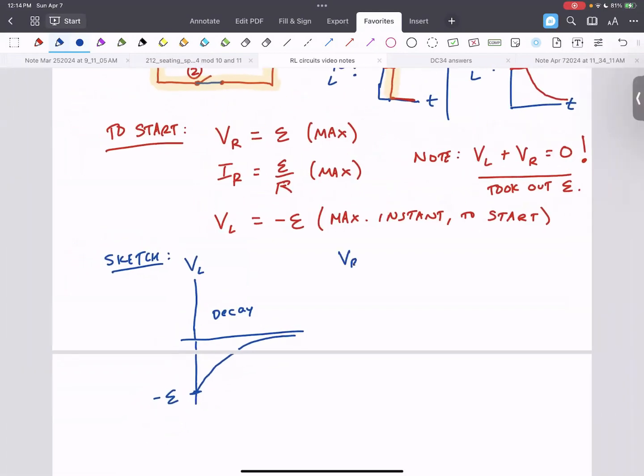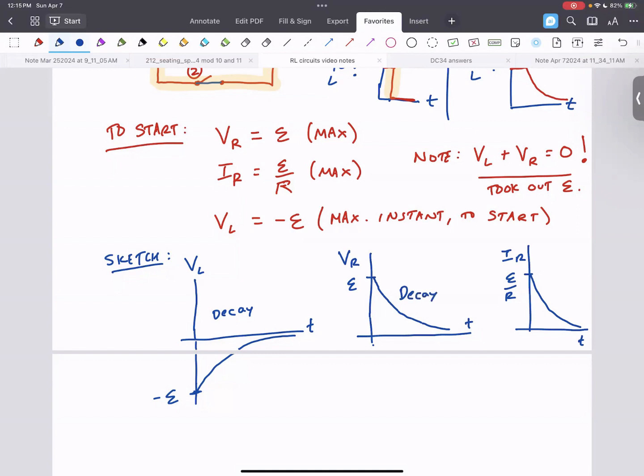The voltage across the resistor is more of our standard one where it starts at our maximum EMF, but again, it's going to decay. And again, these are all as a function of time. And the current through the resistor is also going to decay. It starts off at E over R, and it's going to decay down as well. So these are all decaying in the decay phase. So that's handy. And let's write out the equations for that.